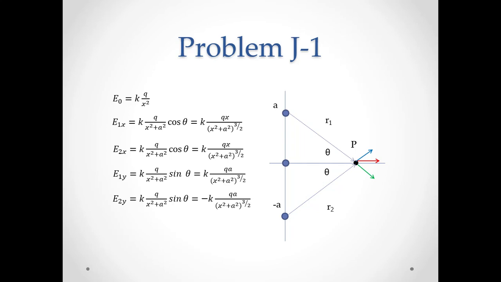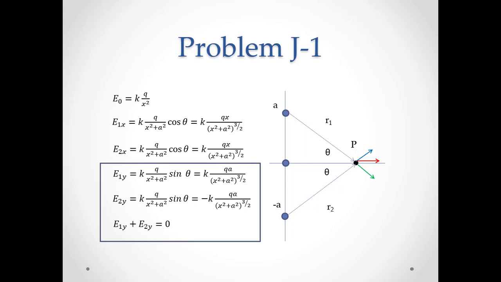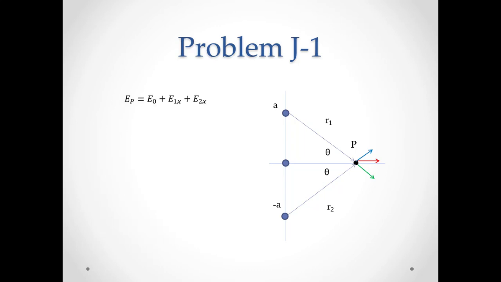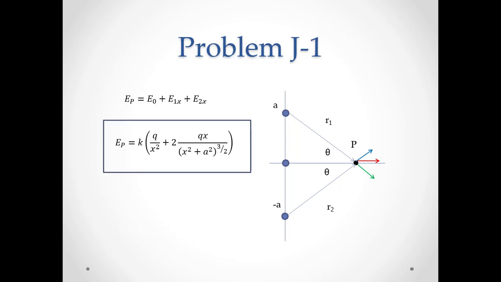Now we'll check the y components and make sure they cancel out. The y component of the one at the origin is 0. The other two are kqa over x squared plus a squared to the 3/2, and then negative kqa over x squared plus a squared to the 3/2. Now it's worth pointing out that those two do add up to 0, which we already thought was going to be true anyway. So we want to find the net electric field at point P. I'm going to add all those together, and if you do a little bit of simplification, you get that equation there: the electric field at point P is in the x direction, and it's k times the quantity q over x squared plus 2qx over x squared plus a squared to the 3/2 power.